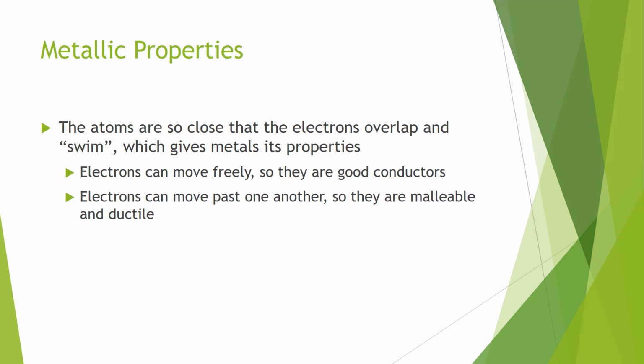Because of metallic bonds, this is why metals have the certain properties that they do. So if you have, I don't know, a piece of aluminum, there's a bunch of aluminum atoms all together that are bonded together to form that piece of aluminum. When those atoms are close together, those electrons are overlapping. They're swimming back and forth. So that's what's going to give those properties.